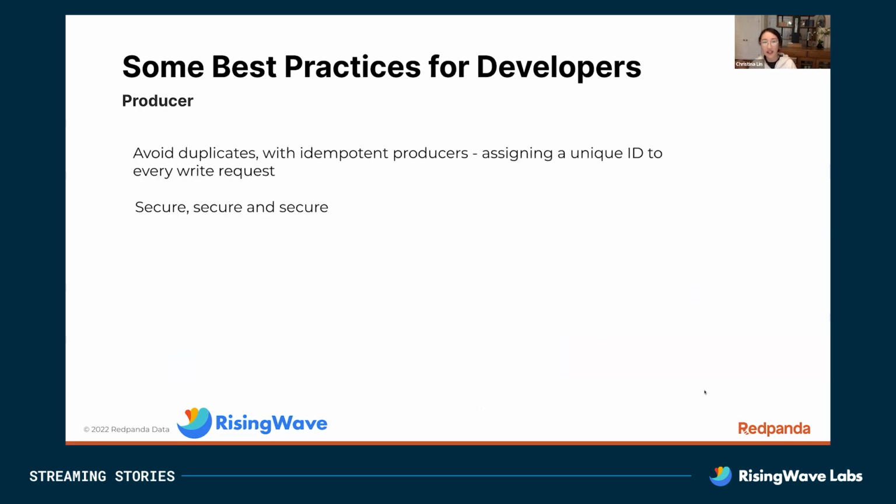Another thing is, can you take duplicate data, and can you take duplicate content as well? If you're not allowing duplicate data, make sure you always use an idempotent producer with a specific unique ID assigned to your keys. So make sure you do that.